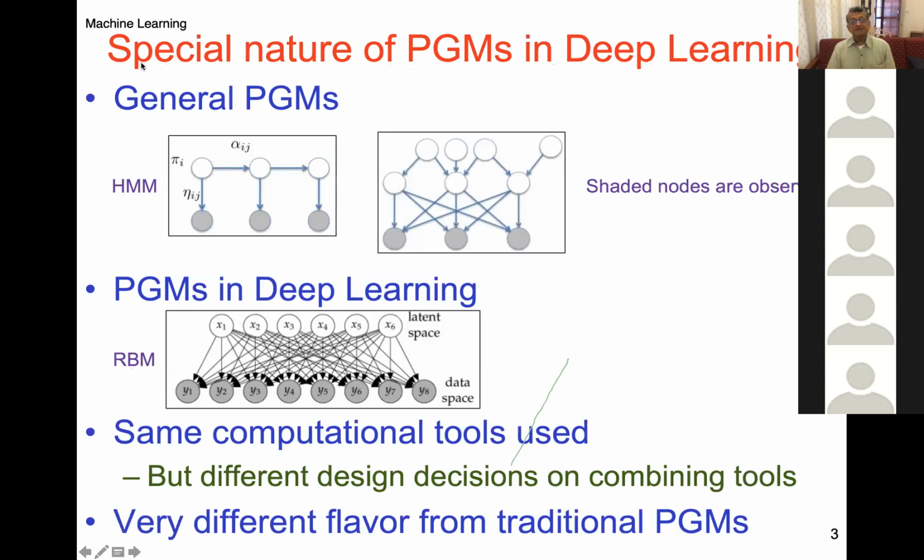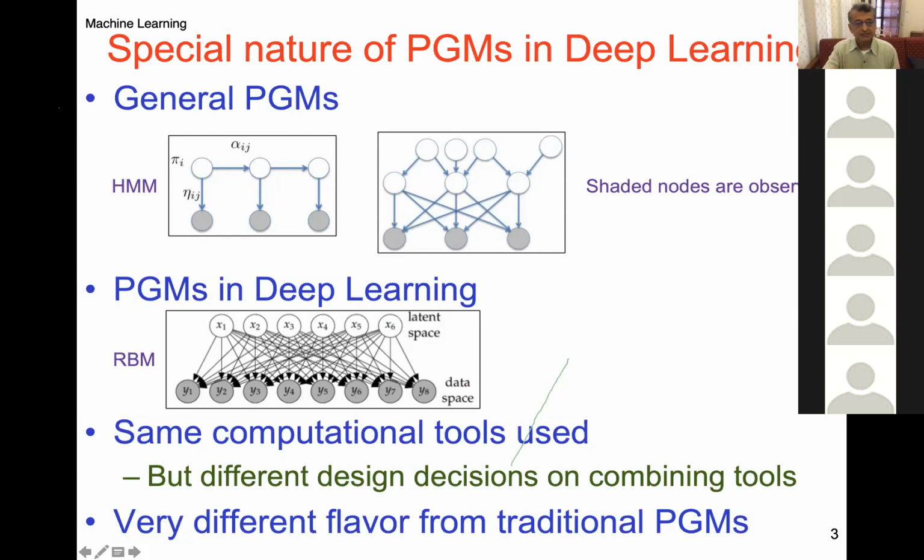So what is the special nature of probabilistic graphical models in deep learning? So we have two bullet points here. One is general PGMs, the other one is PGMs in deep learning. So let us recall what a general PGM is. PGM stands for probabilistic graphical model. The machine learning literature is full of PGMs. Every topic will have some diagram that looks like this.